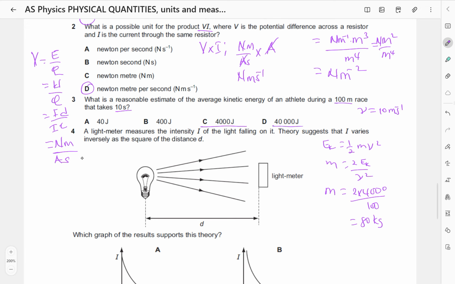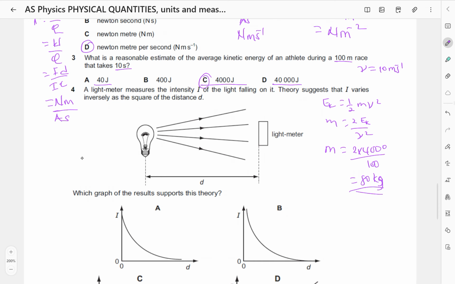That means if I was to use 40,000, I may get a mass of 800 kilograms, and no athlete can have a mass of 800 kilograms and again continue running. When I use 40, I'll get a mass of around 0.8 kilograms or 0.08 kilograms. That can't be the mass of an athlete. 400 could give me a mass of 80 kilograms. So the most reasonable estimate is going to be C, where it gives us a mass of 80 kilograms.